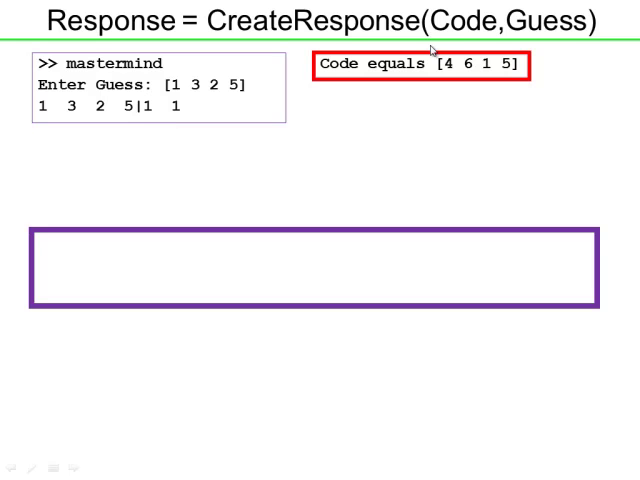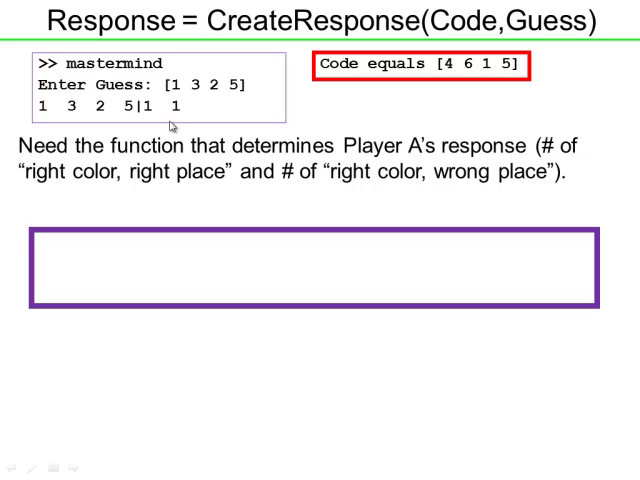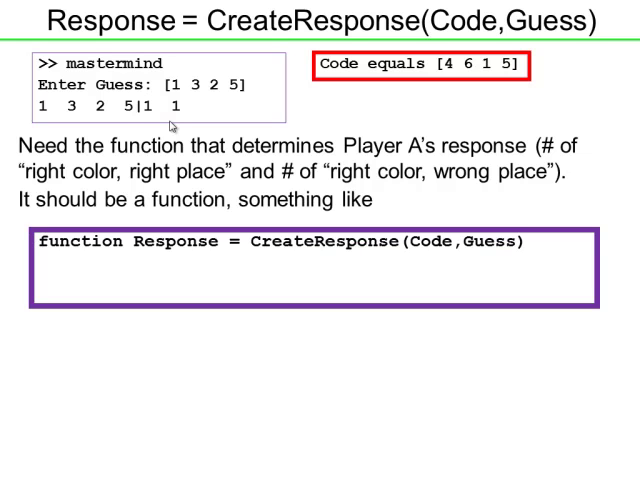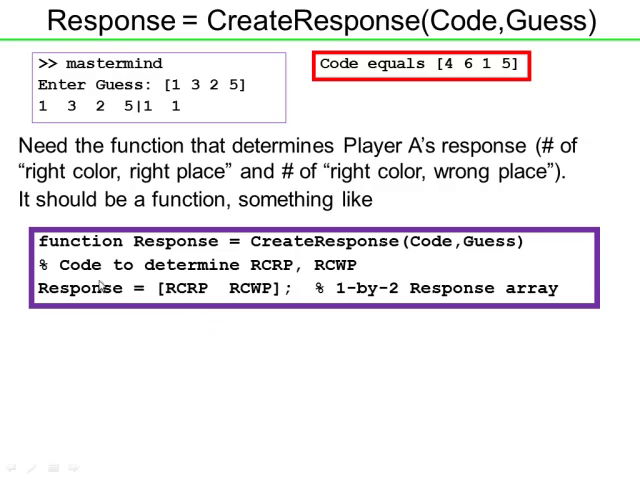So we have to write a program that takes a code and a guess and figures out these clues. We need a function that determines player A's response to player B's guess and the secret code. It should be a function something like this. You pass it the code and the guess, and it returns the response. So for instance, the code is a 1x4, the guess is a 1x4, and the response is a 1x2. It figures that out and passes it back as a 1x2 array.